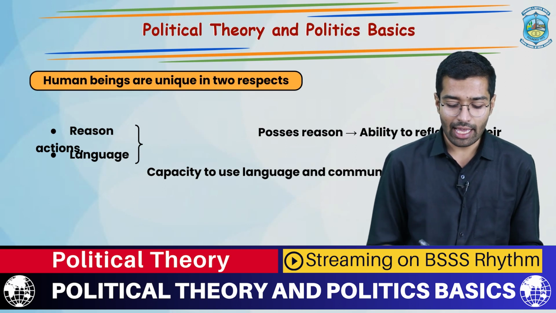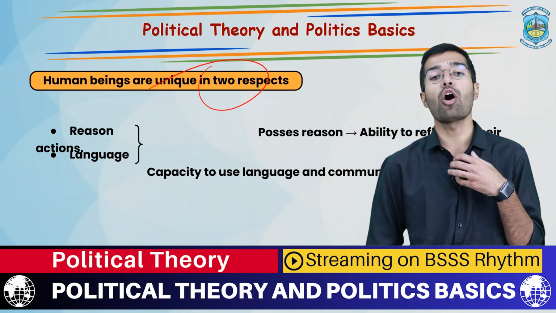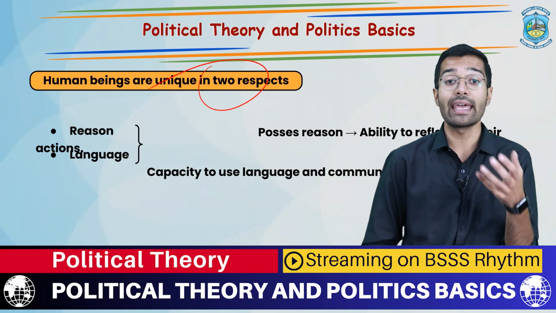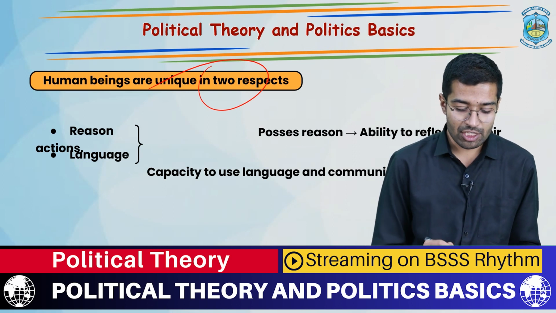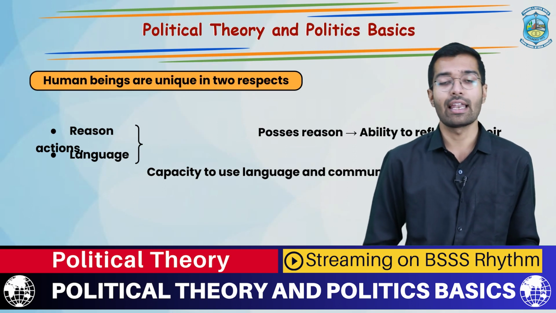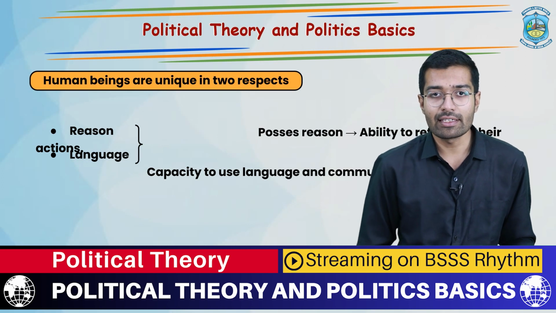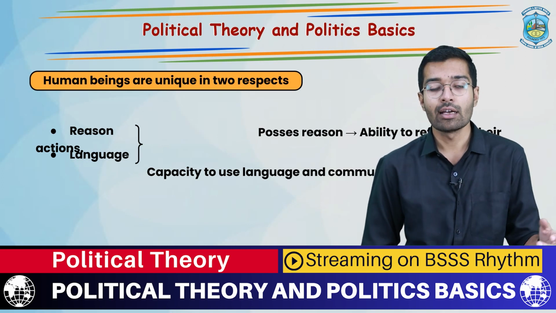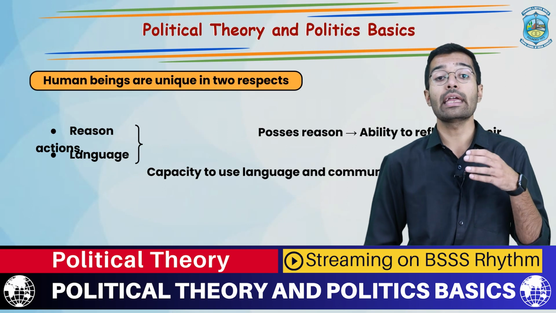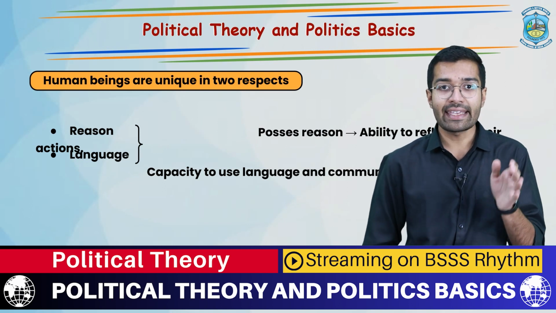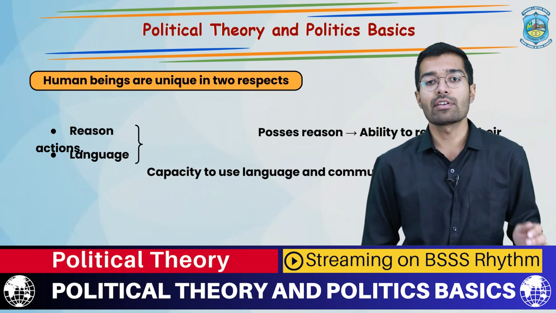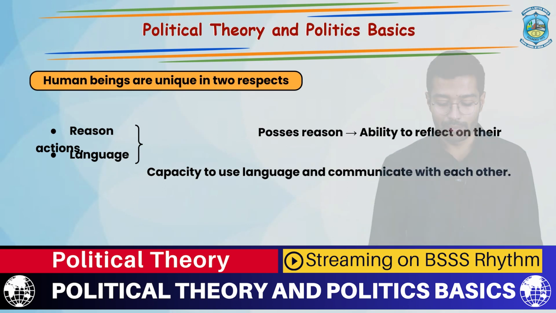Now, human beings are unique from animals in two aspects. The first being reason and the second being language. What do you mean by reason? The ability to think. And what do you mean by language? The ability to express. We can think and express ourselves differently from animals. Human beings possess reason and we reflect our ability to think and use our language to communicate with each other.